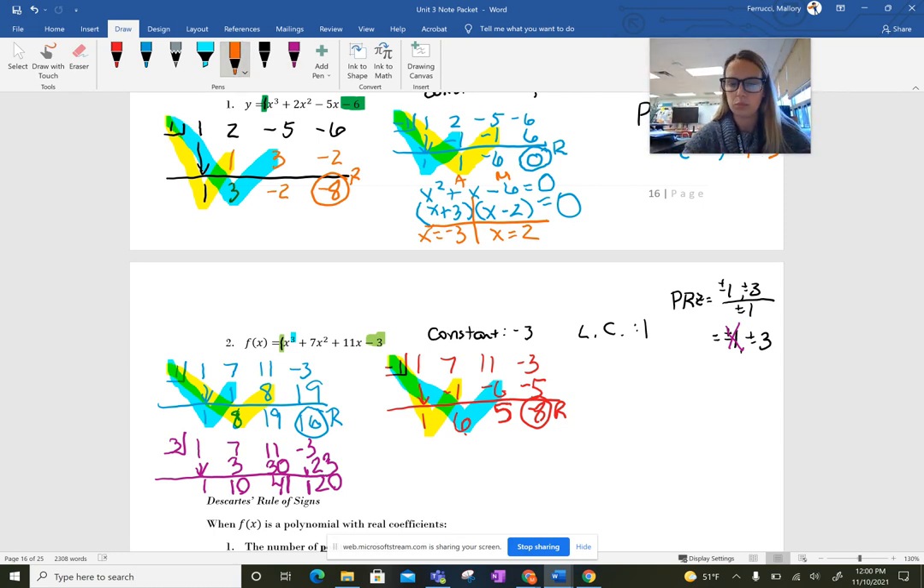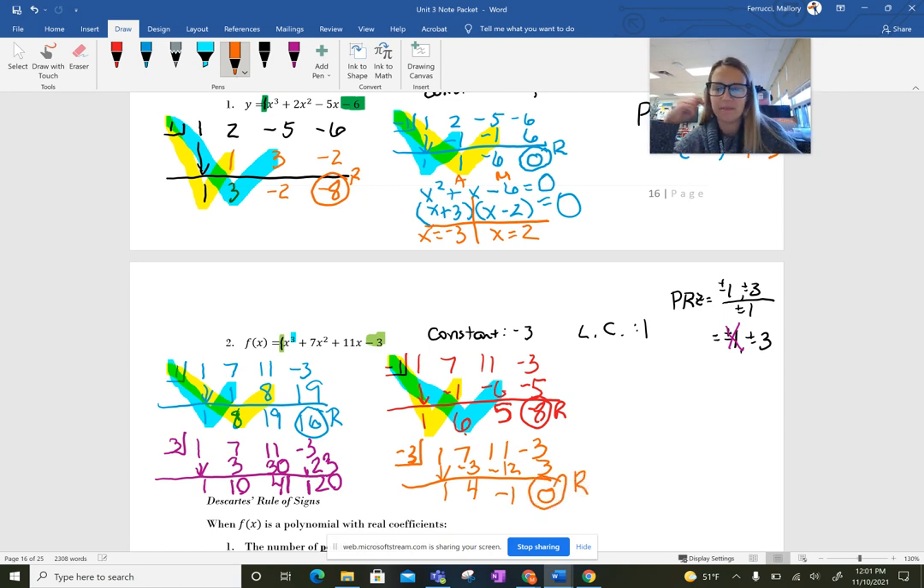So now we're going to try -3. Hopefully this works. Okay. 1, 7, 11, -3. Okay, bring this down. Multiply, you get -3. Combine, you get 4. Multiply, you get -12. Combine to get -1. Multiply to get 3. Combine to get 0. And there's your donut hole right there. So -3 is a 0.